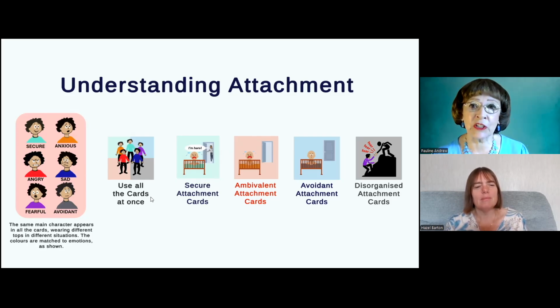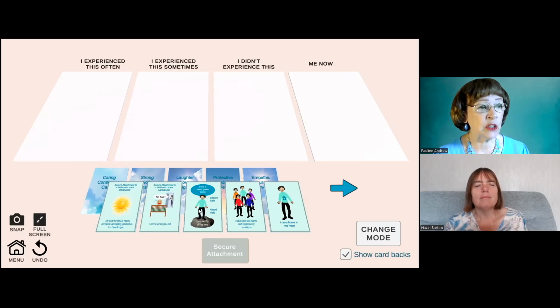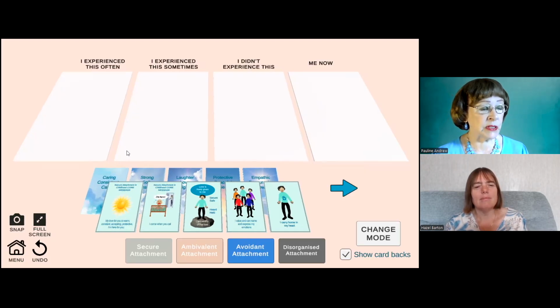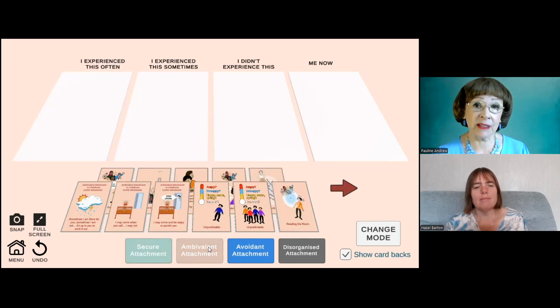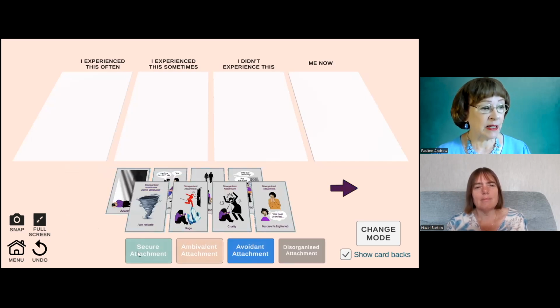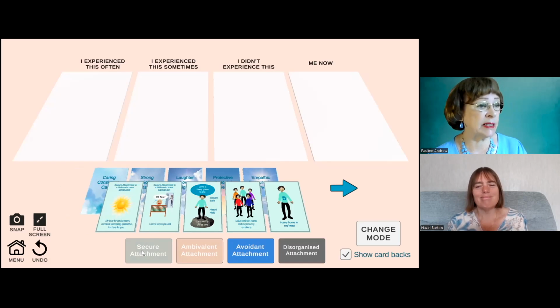For the sake of the demonstration, Hazel and I are going to work with all the cards at once. But you can focus. If I just go into secure attachment, you will just find those cards there. Down here on the left-hand corner, you'll find menu, which takes me back, and I'm going to use all the cards at once. Now, down at the bottom, the cards look as if they're greyed out, but they're not. So here we have secure attachment cards. If I click on ambivalent, they come up, avoidant, and disorganized. I'm going to go back to secure as our starting place.